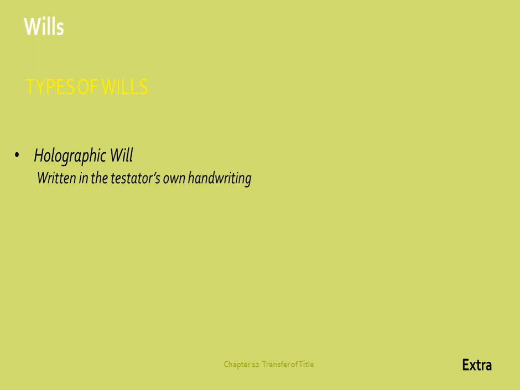A nuncupative will is a will that is, quote, written at your deathbed. They typically are for small sums of money. So if there's a deathbed will, it usually is personal property, up to maybe $500.